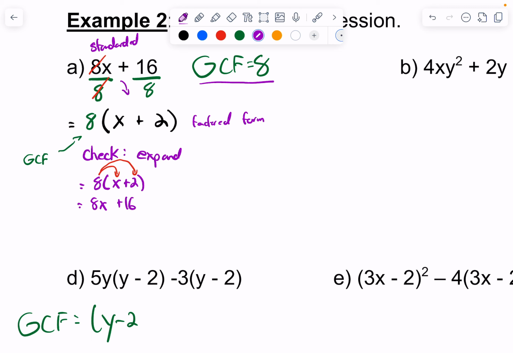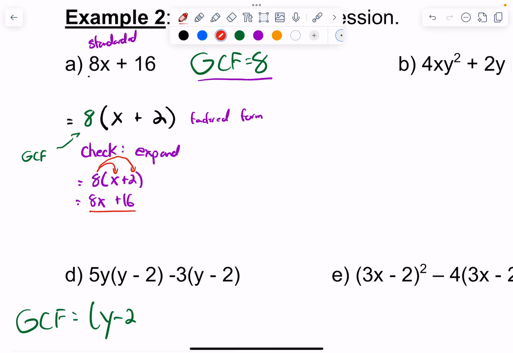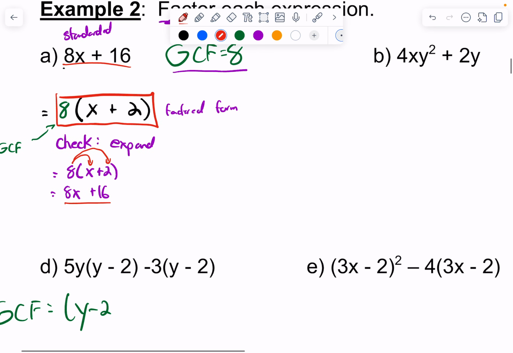And that's exactly what we had. That's exactly what we started with. Look up top. That's the exact expression. That's the same thing you started with. 8x plus 16, 8x plus 16. So that means this was the correct factored form. You don't need to do this check every time. I just wanted to show you that the process that we did was correct, okay? When we divided each of these by 8 and you put that GCF out front there.